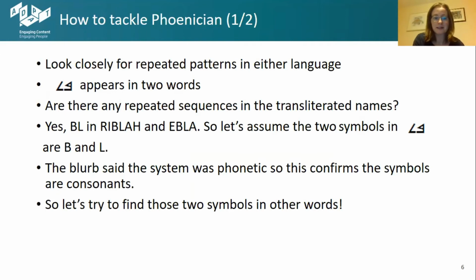So what we've done there systematically is look closely for the patterns. We've seen that the L and the flag have appeared in 2 words, and we've seen that BL is in Ribla and Ebla, so from there we can assume that this L and little Gulf flag are B and L. Furthermore, if we look back at the blurb, we said this system was phonetic, so we can assume too that these symbols are consonants. So it's the B and the L. Let's try to find those 2 symbols in other words.